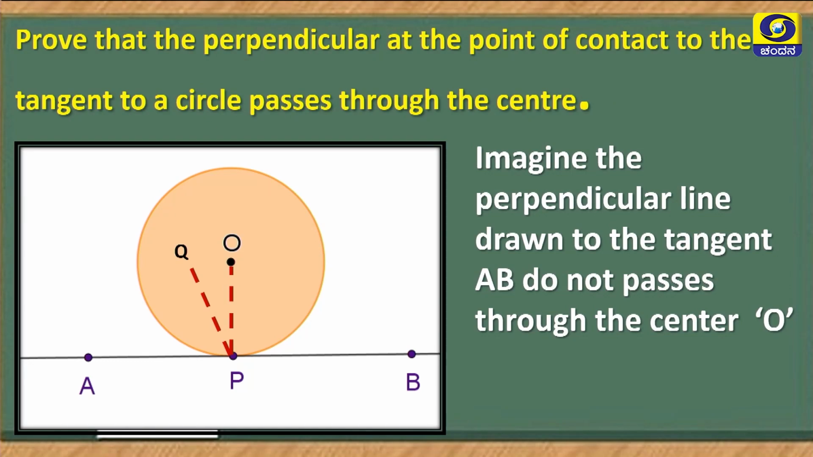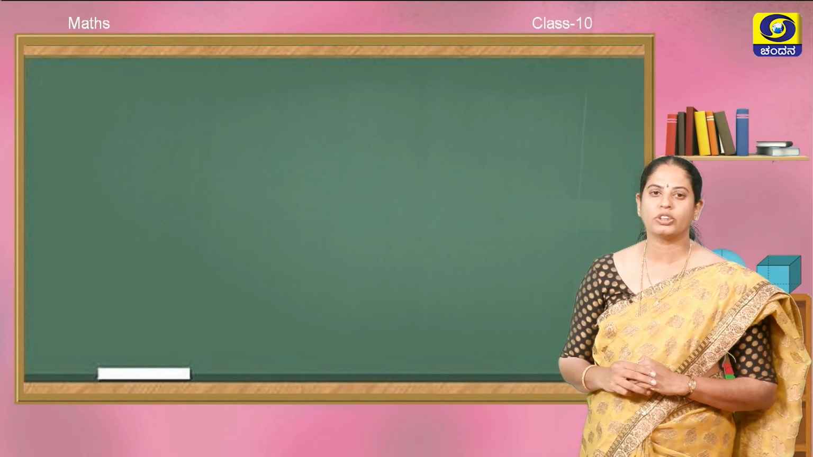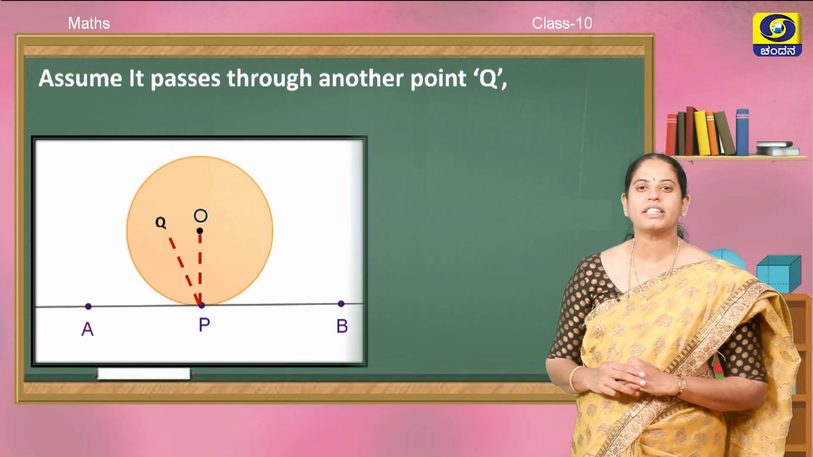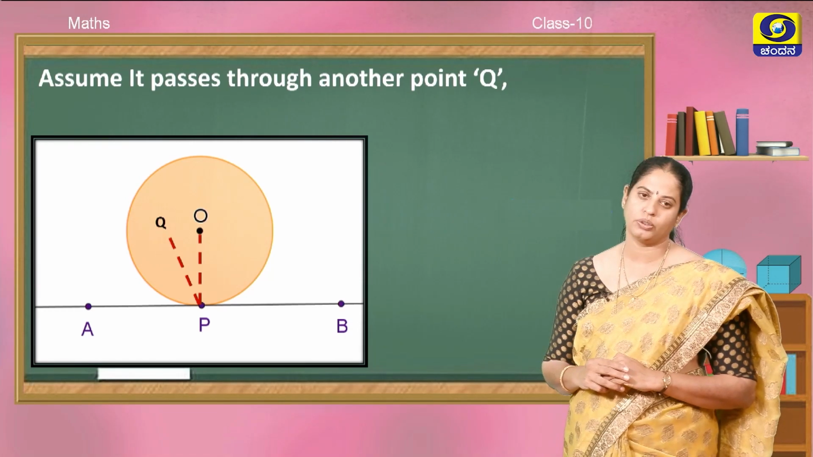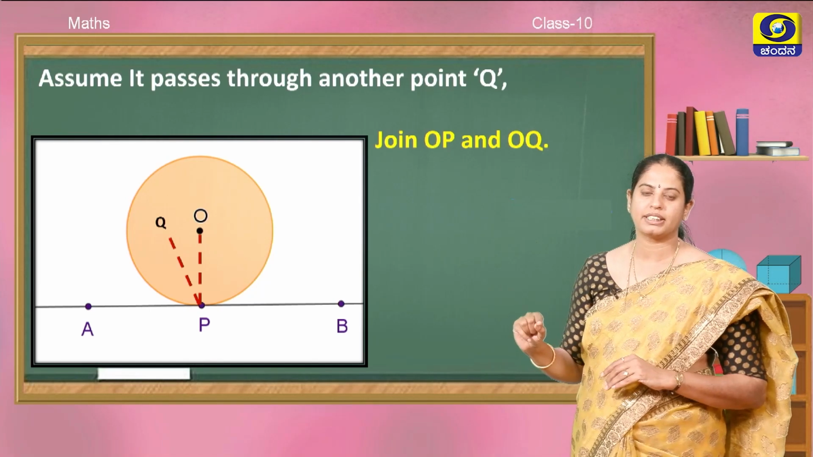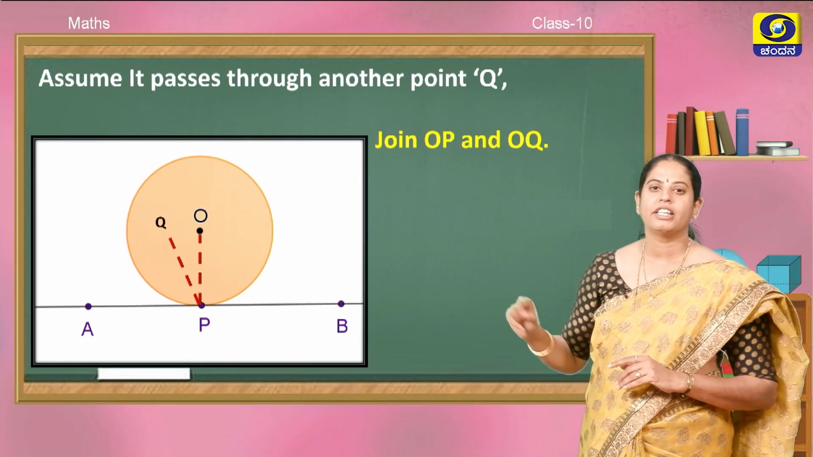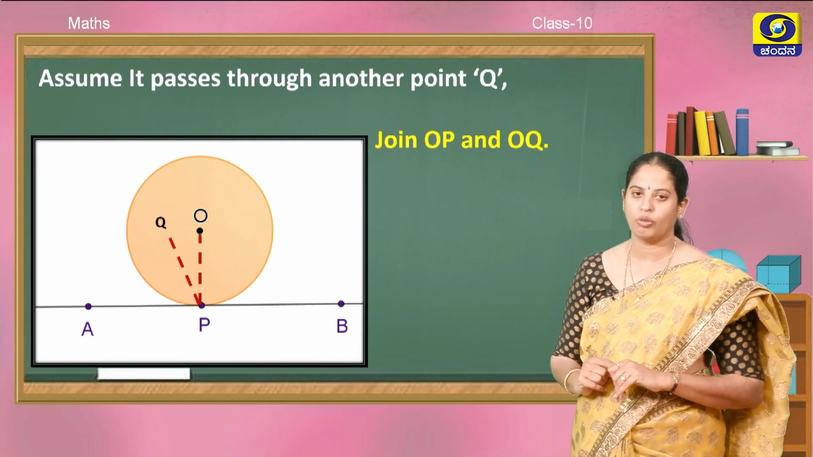So, we are imagining that the perpendicular line drawn to the tangent AB does not pass through the center O. Next, what we are going to do is assume it passes through another point Q. We are considering that it does not pass through the center, it passes through another point Q which is not the center. Now, we are joining OP and OQ.